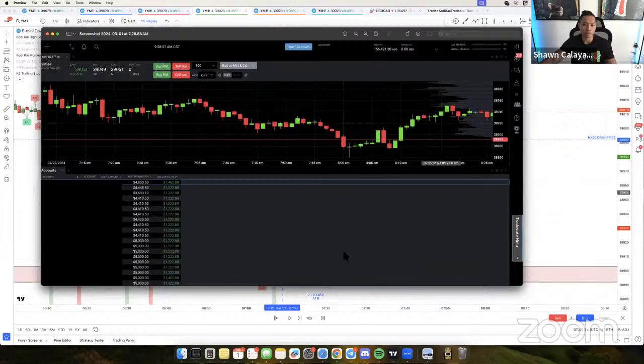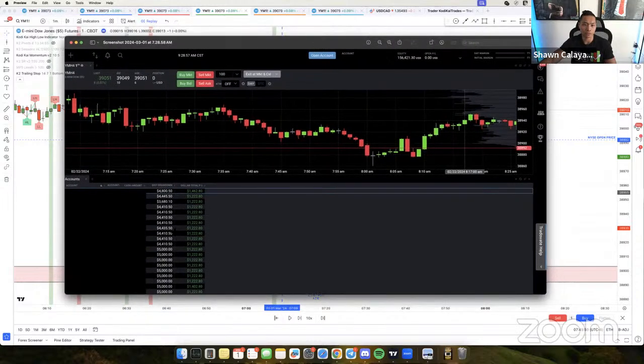So, I mean, pretty straightforward. Again, this shouldn't really matter to you. The trailing drawdown shouldn't be a big deal because if you're using proper risk and you're using proper contract sizing, then you should never be close to hitting your trailing drawdown.